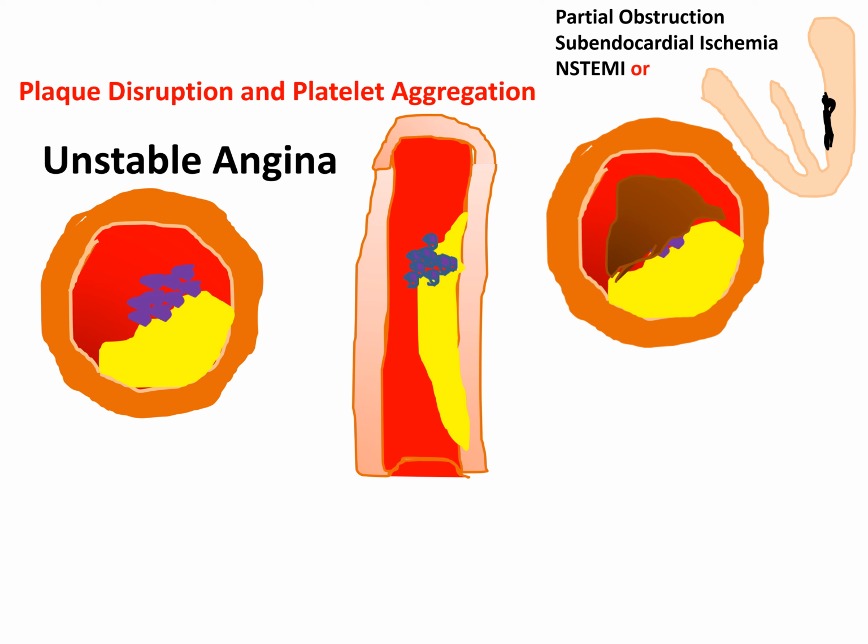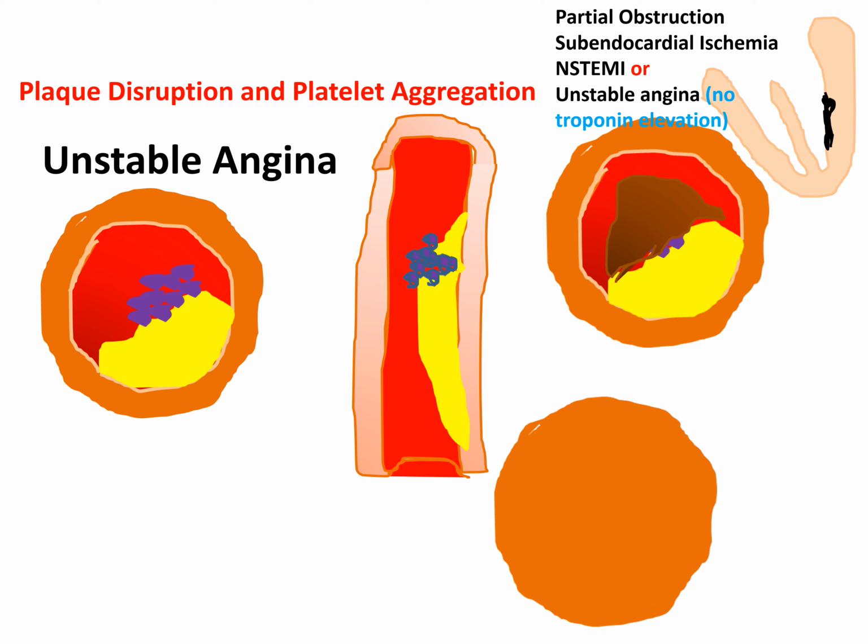In this condition, we have two possibilities whenever we do an ECG. Either we have a non-ST elevation MI, or we have an unstable angina. To differentiate between the two cases, we measure the troponin. If the troponin is not elevated, then we are still in unstable angina.